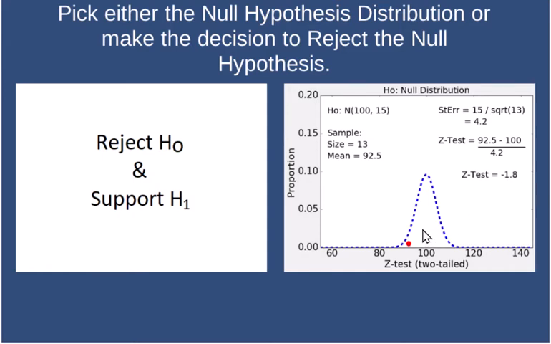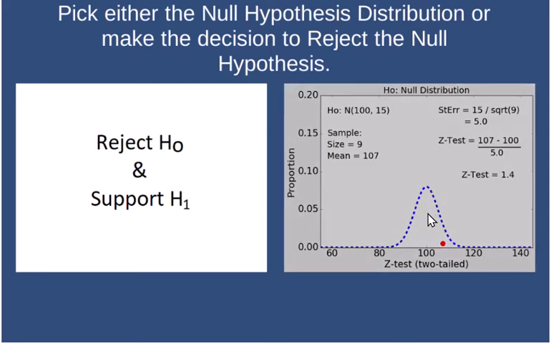Z-test of negative 1.8, we will retain the null. Z-test of 0.5, retain the null. Z-test of negative 1.8, again it's within our plus minus 1.96, so we retain it. Z-test of 1.4, retained. Z-test of 0.7. That's a pretty good result based upon our null hypothesis distribution. We're going to retain the null hypothesis. It's within our plus minus 1.96. So plus minus 1.96, that's always going to be the case if you're doing a two-tailed z-test with an alpha of 0.05.